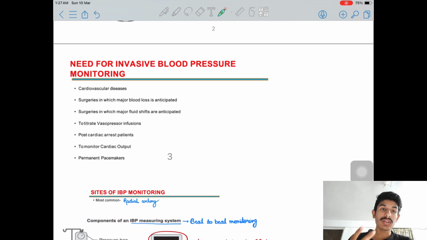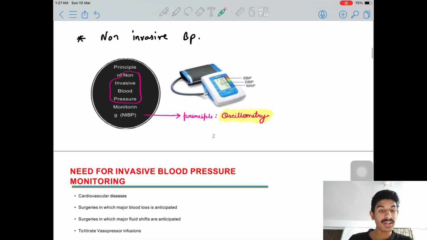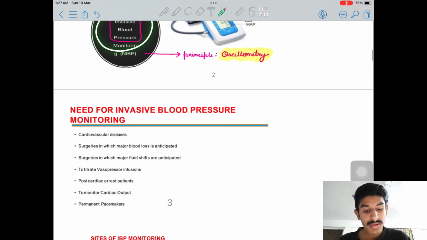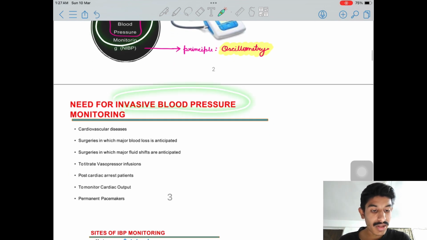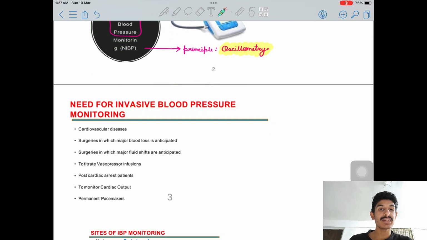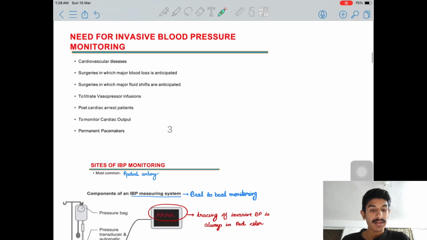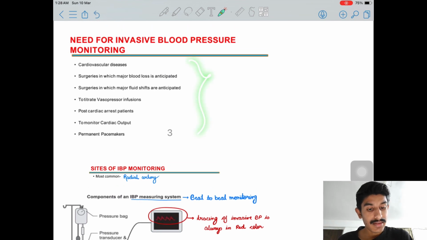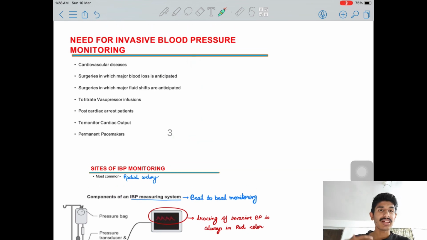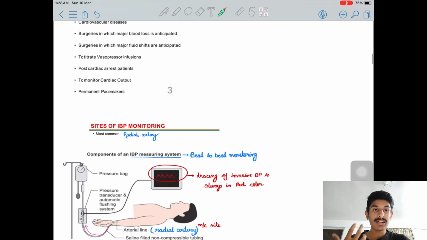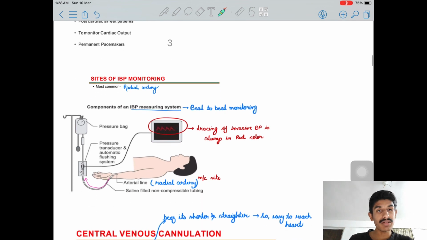Then there is another one which is invasive. This one was non-invasive, but this is invasive blood pressure, which monitors your blood pressure beat to beat. So why do we need this? We need this for cardiovascular disease, any massive operation where there will be more blood loss, and other conditions like a pacemaker or cardiac arrest. So in those conditions we put the invasive blood pressure machine.